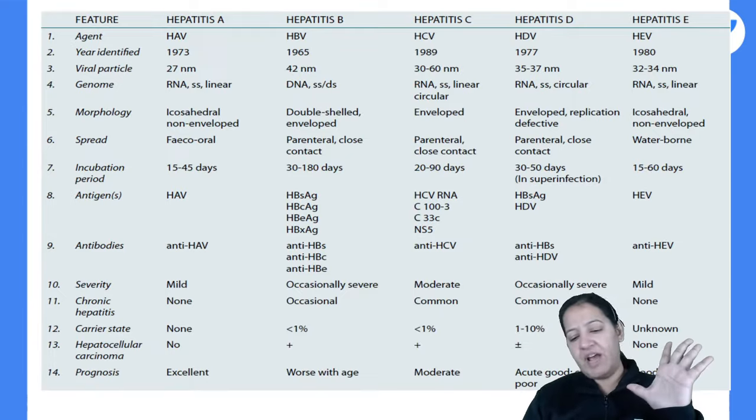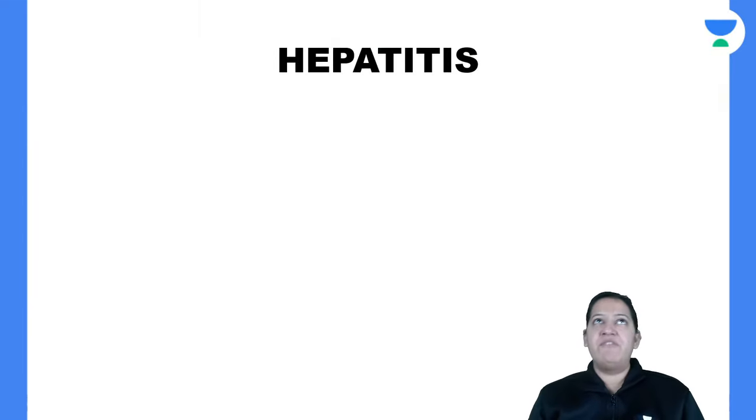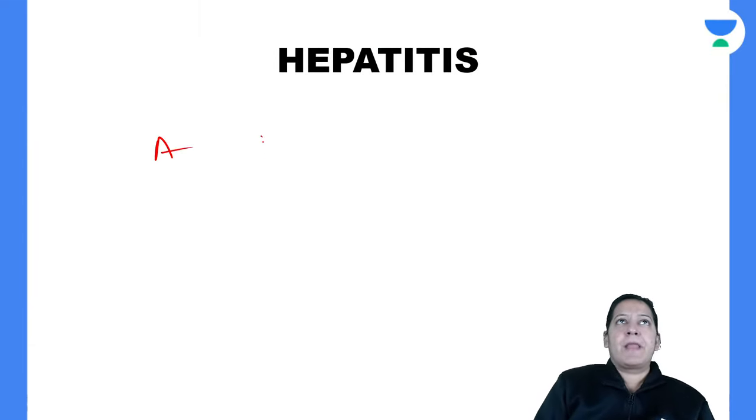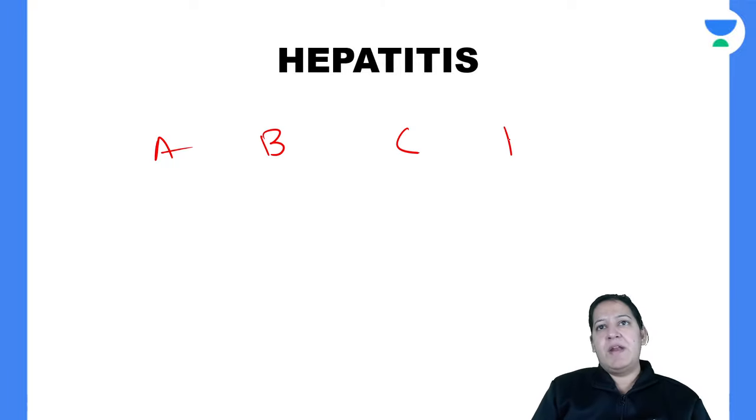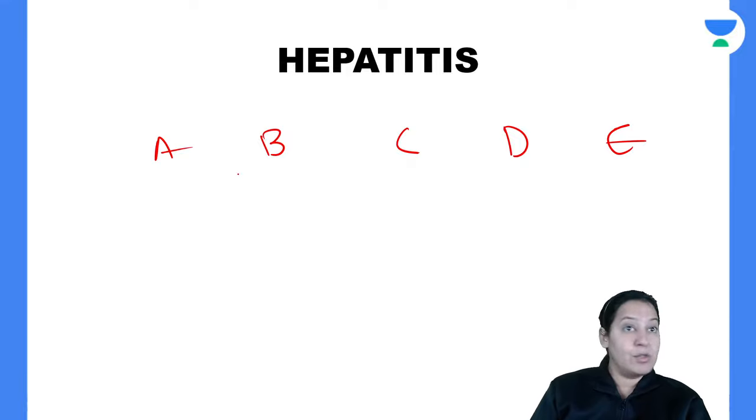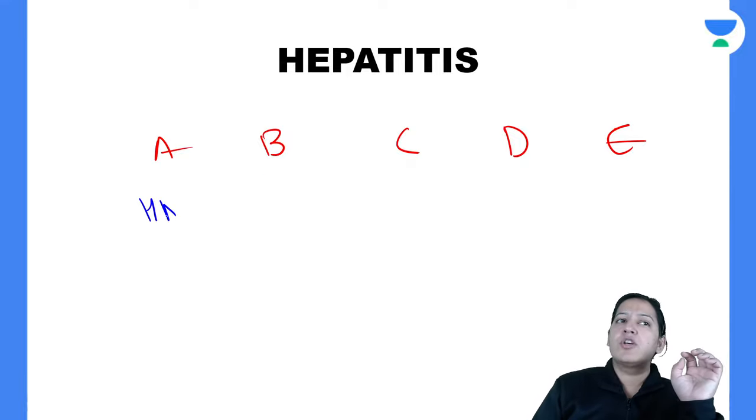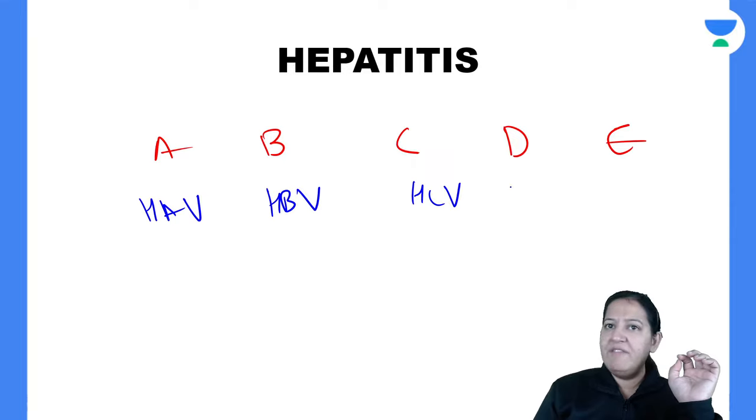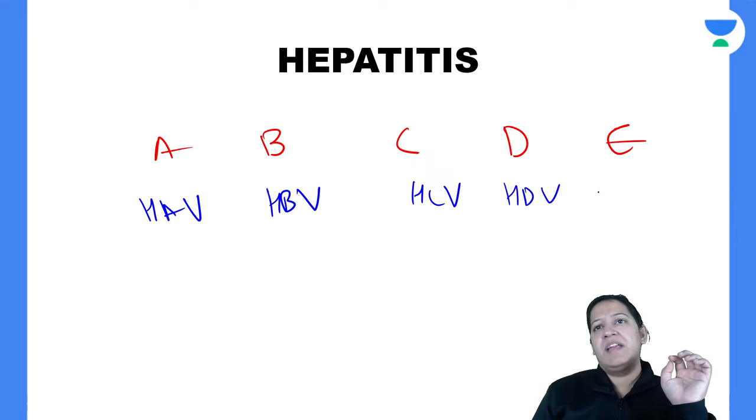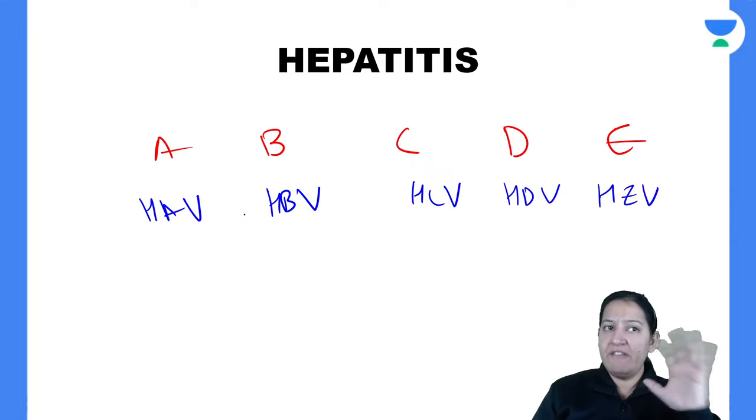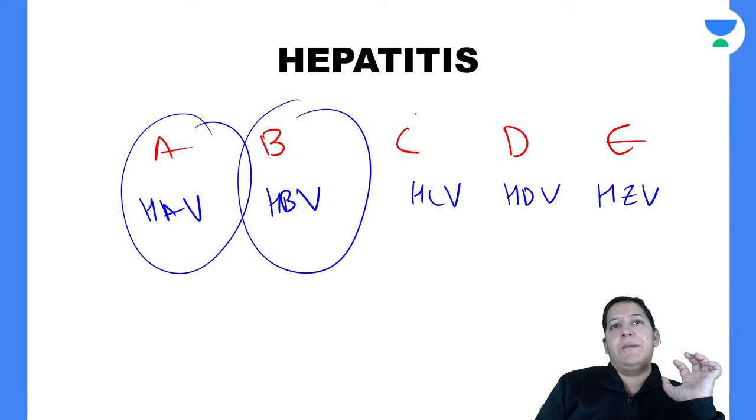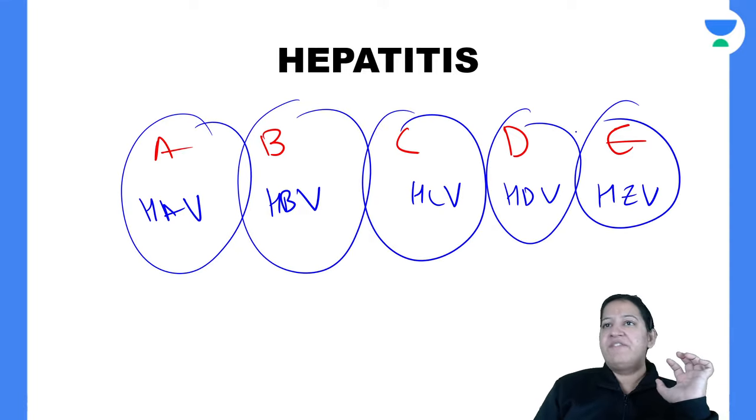So there are five types of hepatitis caused by five types of viruses. So hepatitis A, hepatitis B, hepatitis C, hepatitis D and hepatitis E. They all are caused by viruses, not by bacteria, not by fungus, not by parasites. So hepatitis A is caused by hepatitis A virus, HAV. B is caused by hepatitis B virus, C is caused by hepatitis C virus, D by D and E by E. So there are five viruses causing five types of hepatitis.